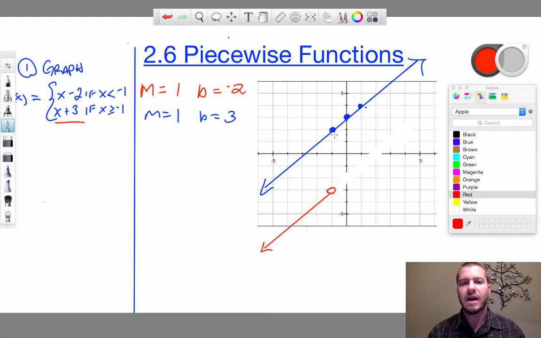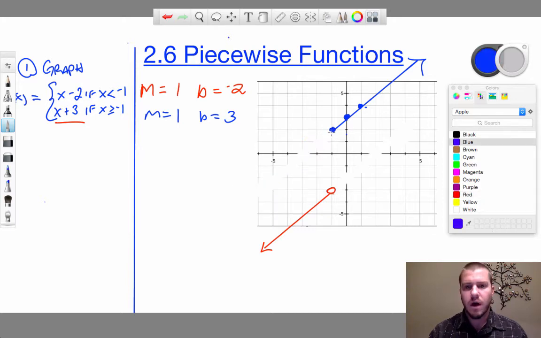And then when x is greater than negative 1, so I go up this vertical line, negative 1. When x is greater than negative 1, I want this blue function. So I'm only going to have this part going to the right, and I'm going to erase this part. And for this one, I do want to have it filled in because that's where it is equal to. So this is that function where when x is less than negative 1, it's x minus 2. When x is greater than or equal to negative 1, it's x plus 3.